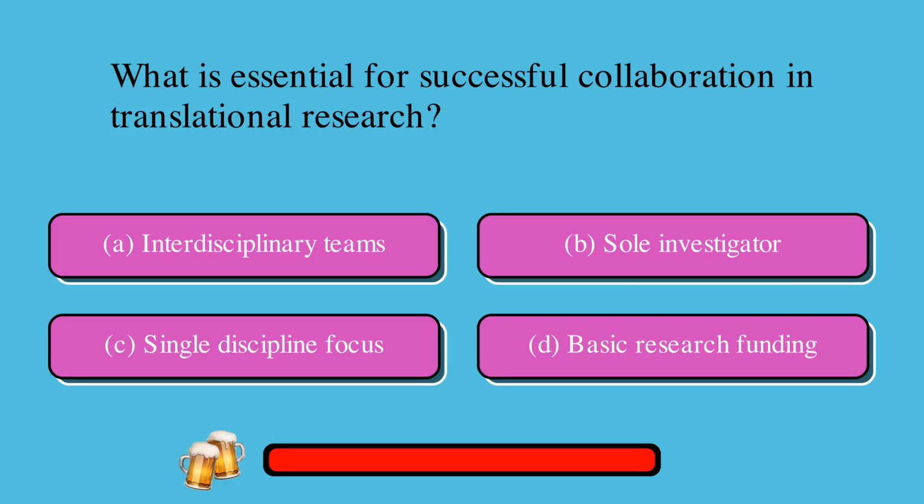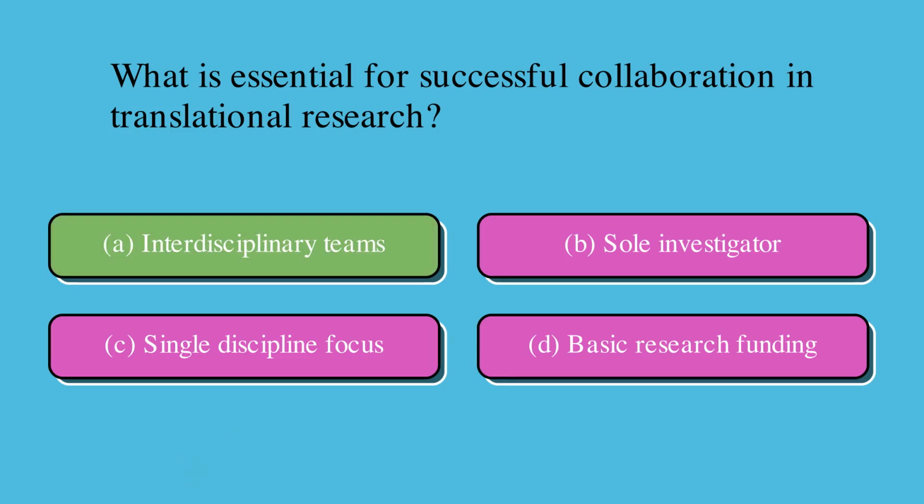What is essential for successful collaboration in translational research? A, interdisciplinary teams, or B, sole investigator, or C, single discipline focus, or D, basic research funding? The correct answer is A, interdisciplinary teams.